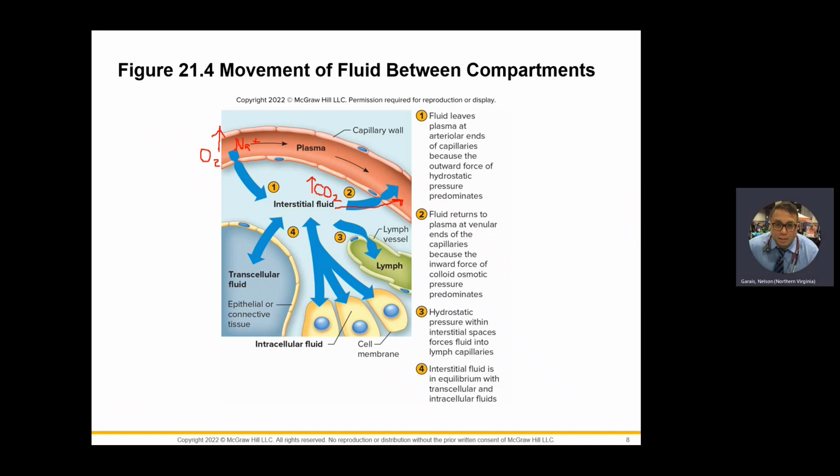Now, lymphatic, the natural pressure or the natural gradient is from interstitial fluid to lymph. But let's say, for example, lymph isn't doing its job. It's broken or we removed it. What's going to happen to all the fluid? It's going to back up into your interstitial fluid, and then that's when you get edema.